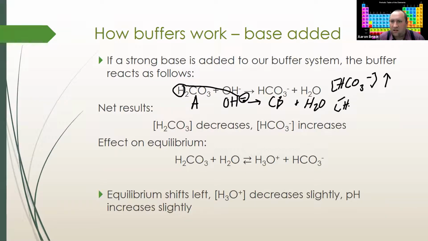Net effect here, we see that the concentration of the bicarbonate ion is going to increase. The concentration of the carbonic acid is going to decrease. So I've got a decrease here and an increase here. Le Chatelier's principle tells me I'm going to see a shift to the left, which means hydronium concentration is going to go down slightly, which means the pH is going to go up slightly.